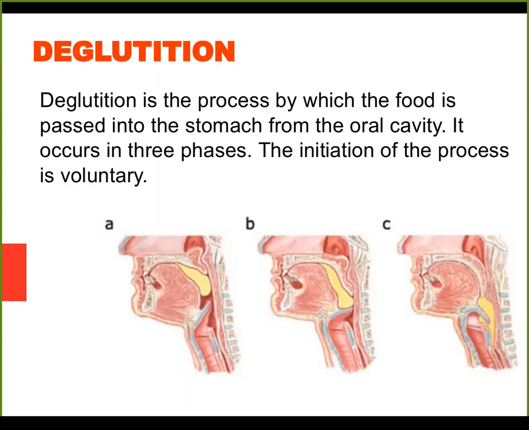But in the next stage, when the bolus comes to the back part of the tongue, the bolus stimulates mechanical receptors placed on the back side of the tongue, and these receptors start the unconditional reflex of swallowing. The scheme of this unconditional swallowing you may find in this picture.